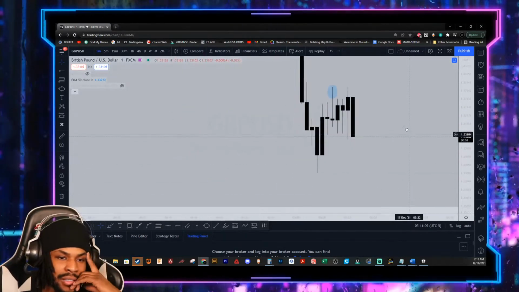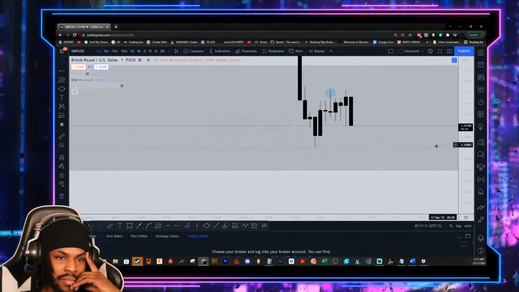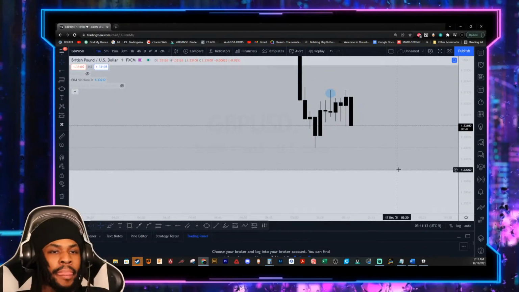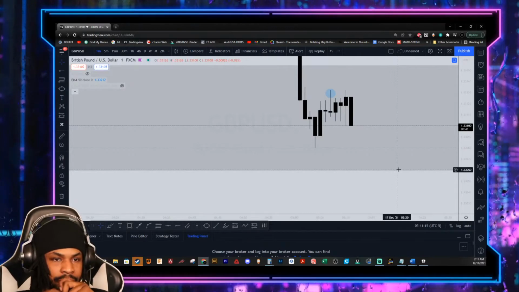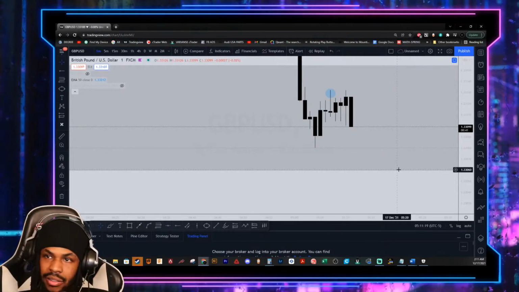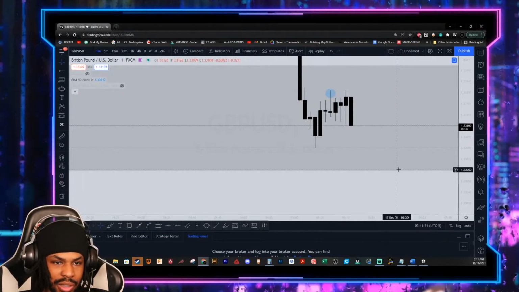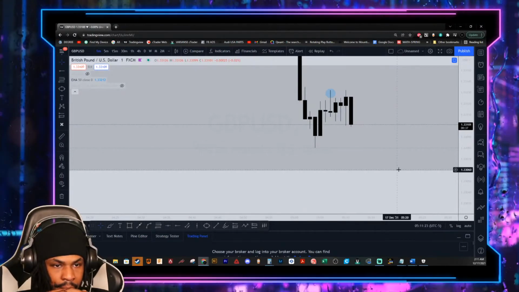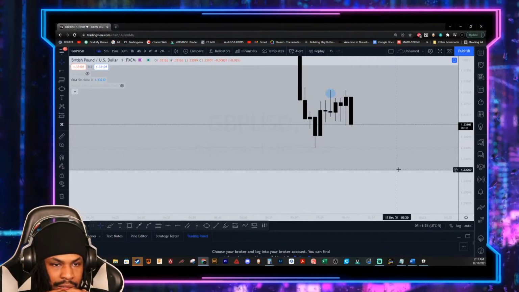I'm not liking how this is looking, so I think we might just go ahead and take out that low. Yeah. I want to see solid candles. I don't want to see all these wicks. It's not clean price action for me. Yeah, I think we might still take out that low.